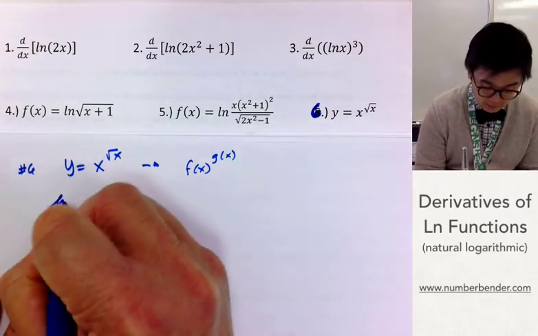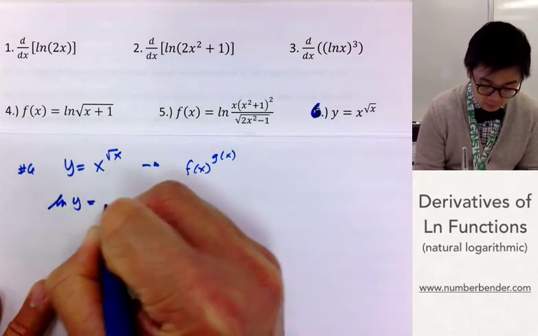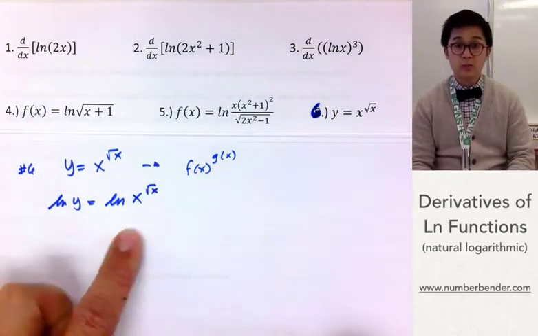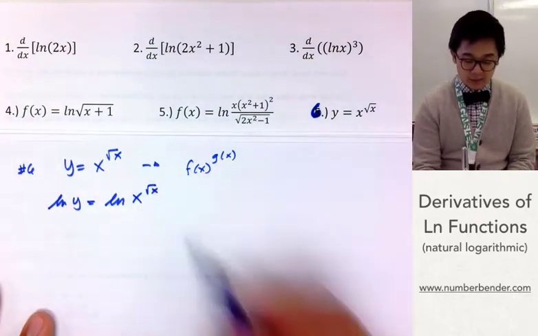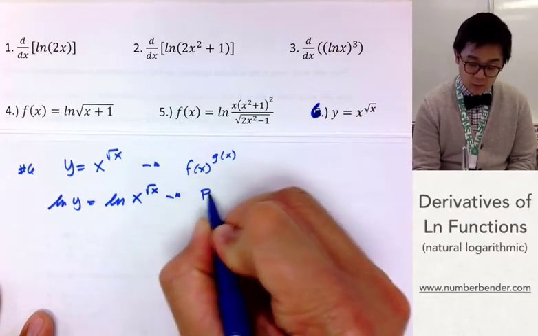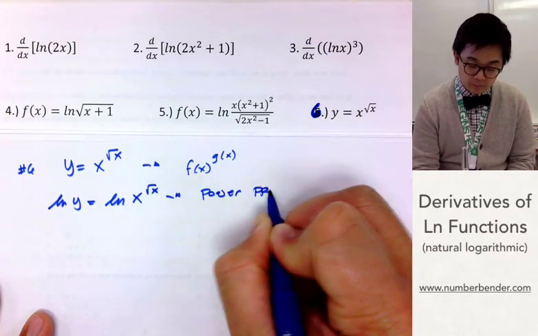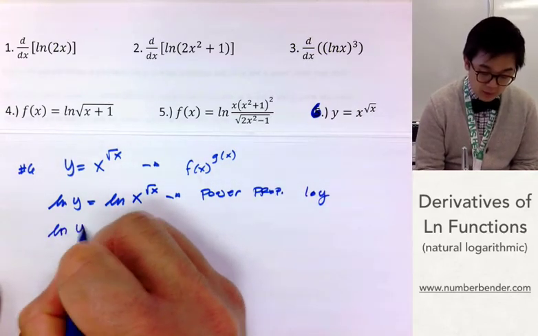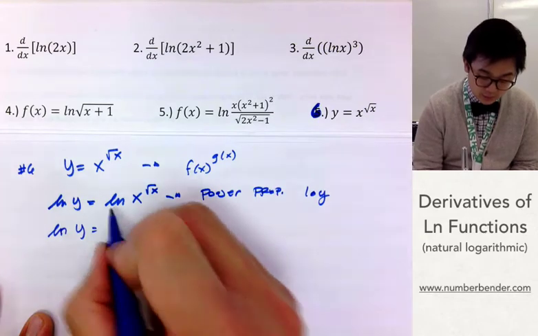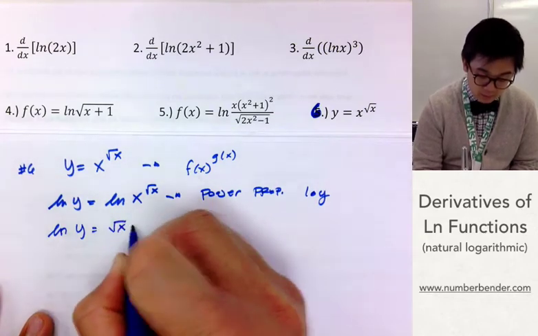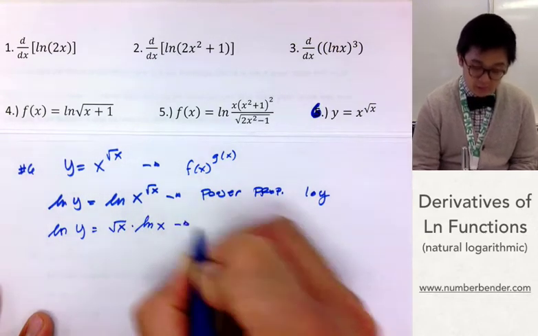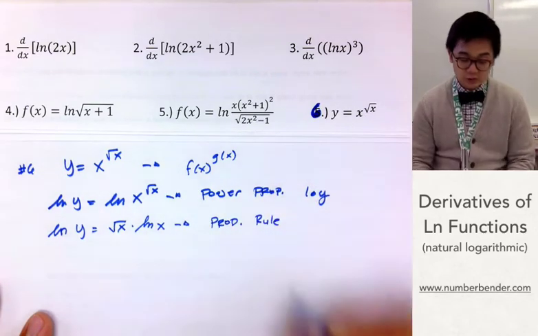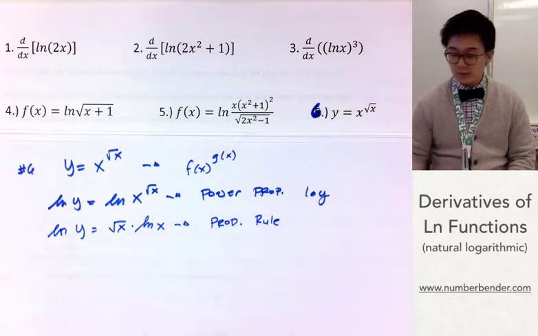So we'll have ln of y equals ln of x raised to the square root of x. We basically take ln of both sides, and using the power property of logarithm, we can rewrite the right side of the equation as square root of x multiplied by ln x. Now we know that we're going to be using the product rule later on to find the derivative of this side of the equation.